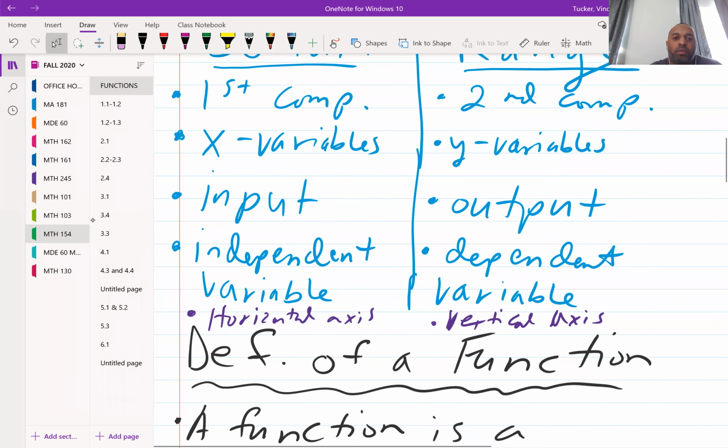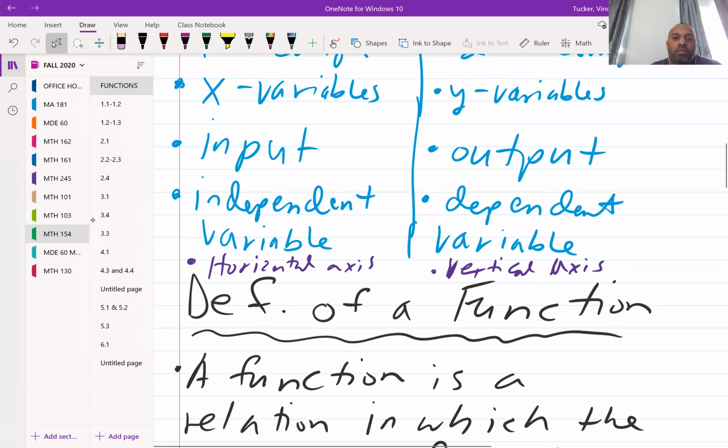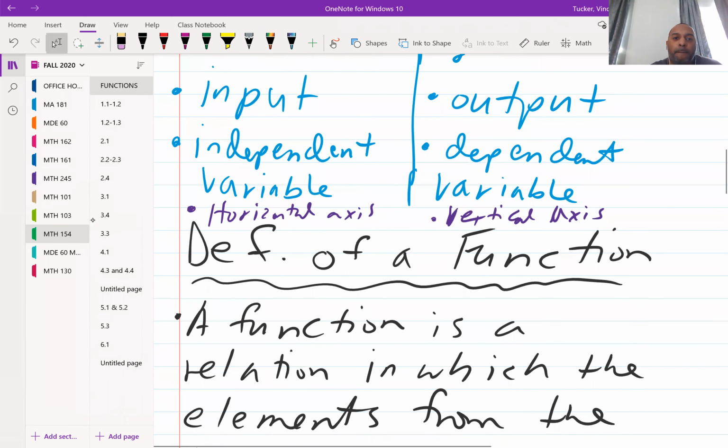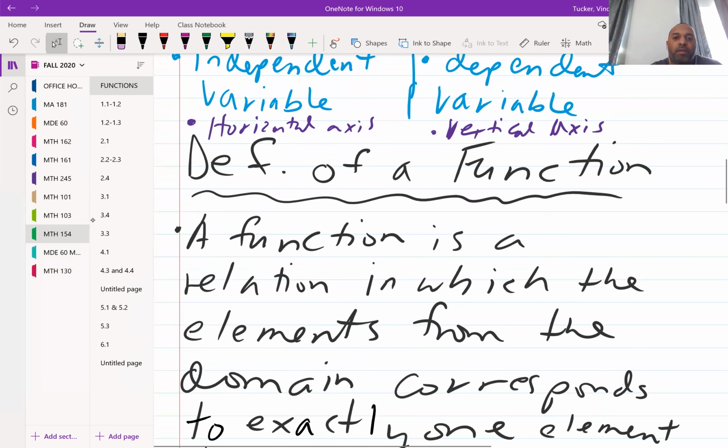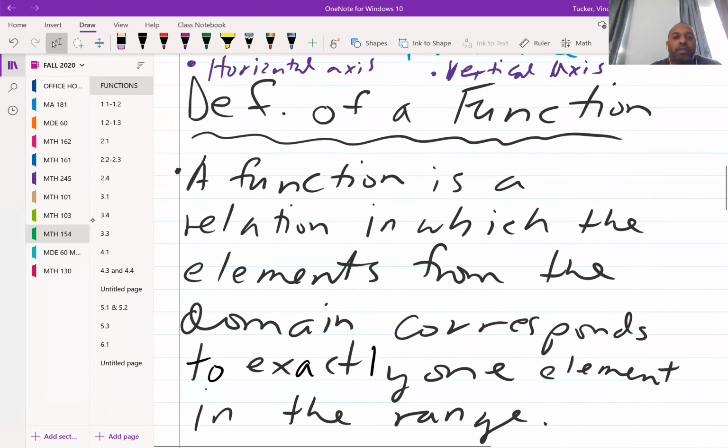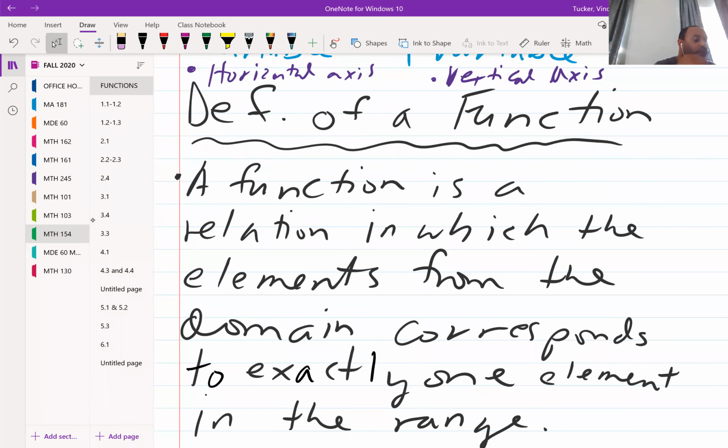All right, scrolling up. So here, definition of a function, just in case they ask you about it in the web assignment. A function is a relation in which the elements from the domain correspond to exactly one element in the range. Looking at your homework, I didn't see one where they actually ask you to determine whether it's a function or not. So we don't have to worry about it right now.